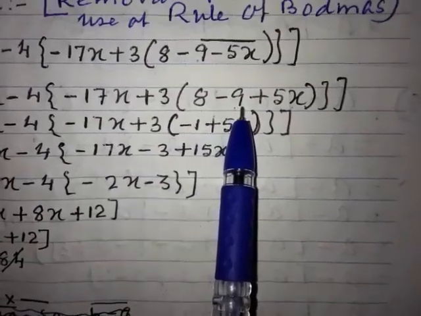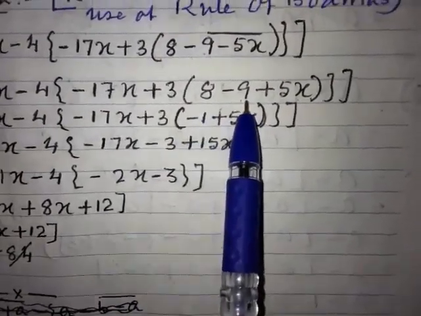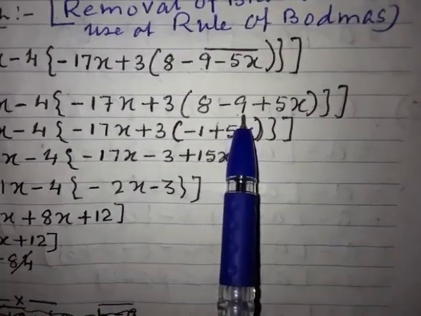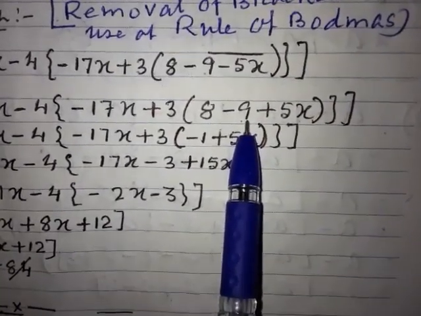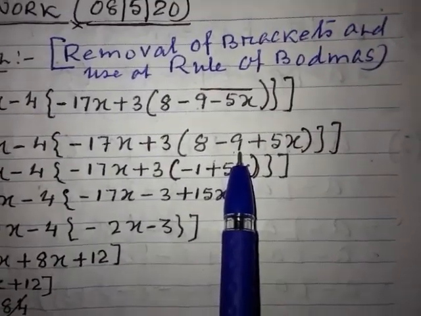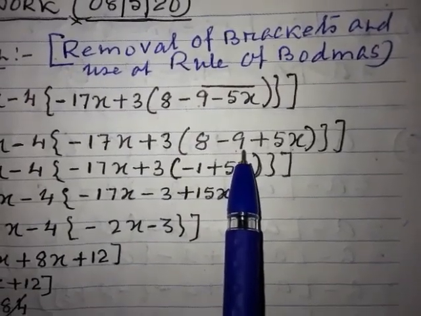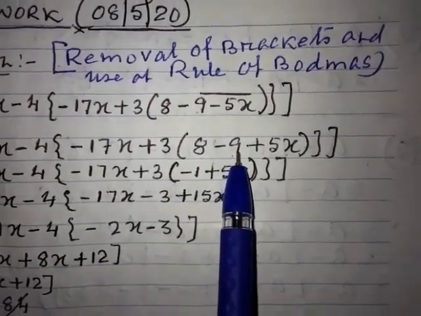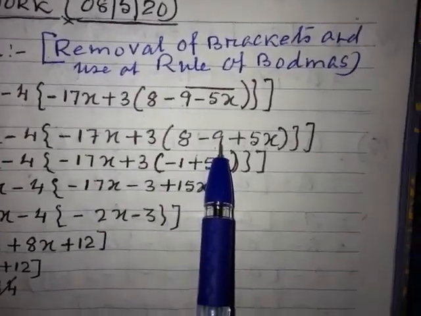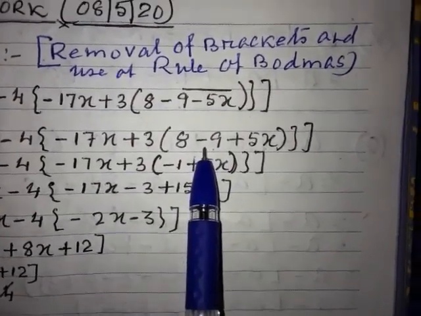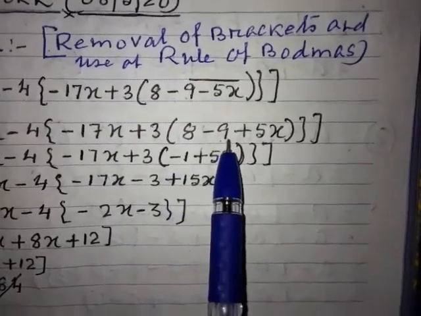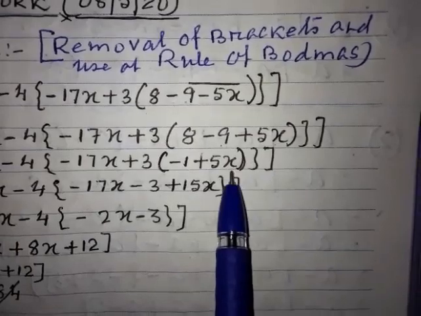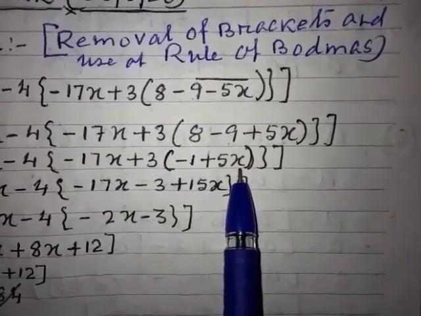8 minus 9. I told you, if two numbers are there with different signs, and in between there is no multiplication or division sign, put the sign that is before the bigger number and subtract the smaller number from the bigger number. So, here 8 and 9, which is the bigger number? 9. Before 9 what sign is there? Minus sign. Put that sign, bigger number minus smaller number. We did it, and got one. Whatever is left over in the first bracket I kept here.